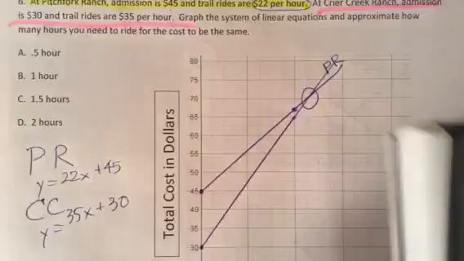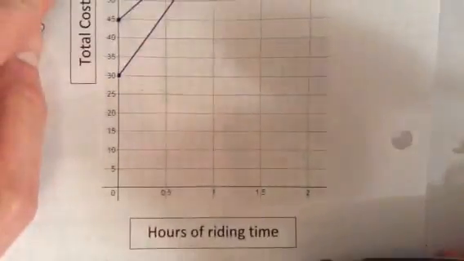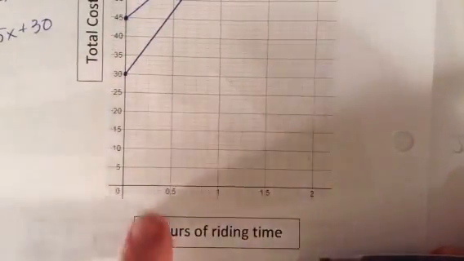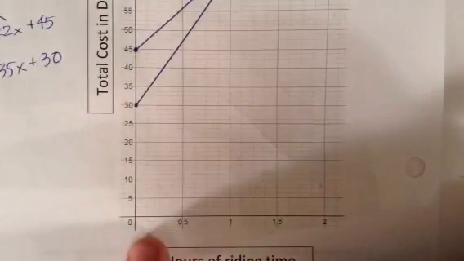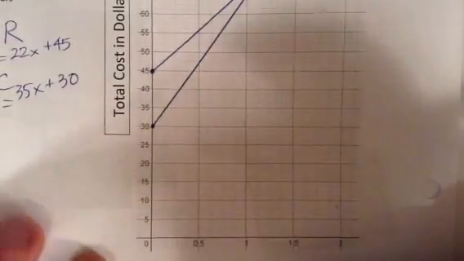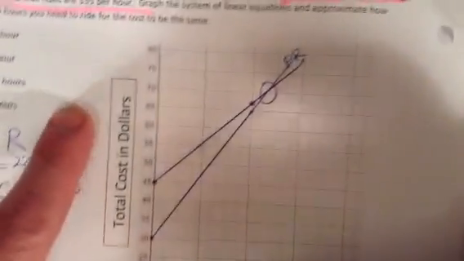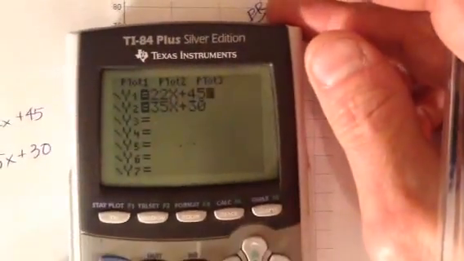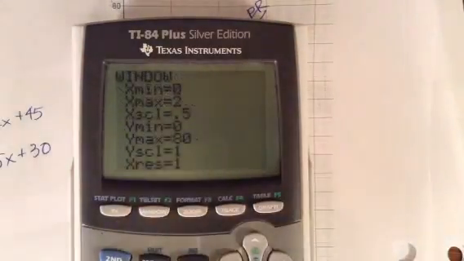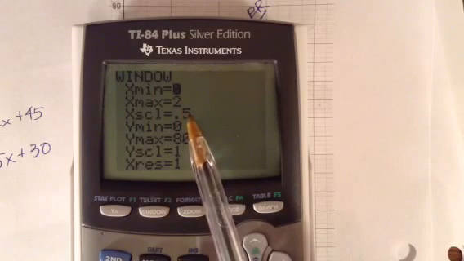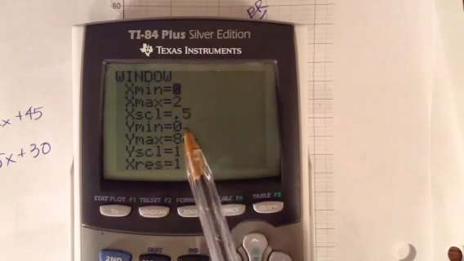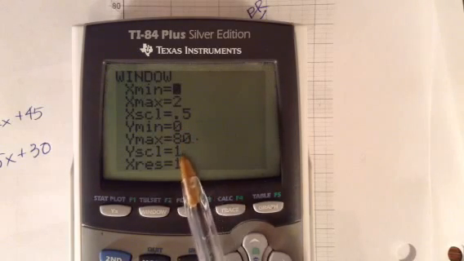Now this is a good time for me to talk about setting your window. If you look at the window, my x values go from 0 to 2, and it goes by a scale of 0.5. Over here this goes by 1, it goes from 0 to 80. If you want to set your window to match your paper, do it. I looked at my picture and I typed in the same numbers as I saw on my paper. I go from 0 to 80, and I'm going to go by 1.